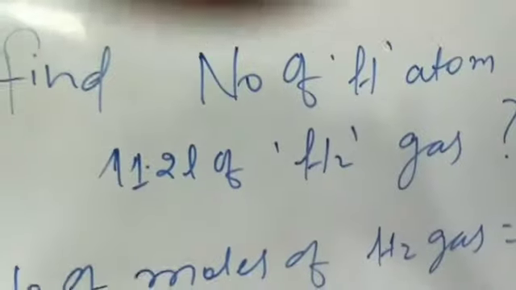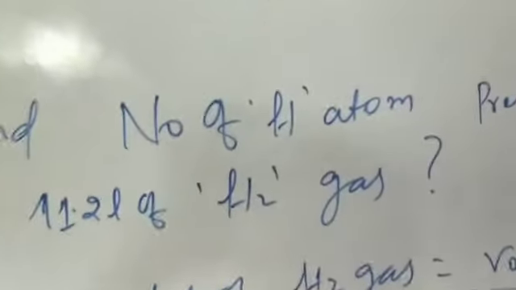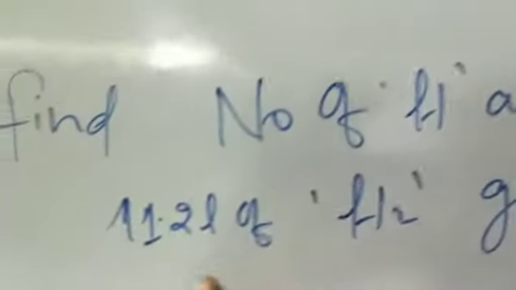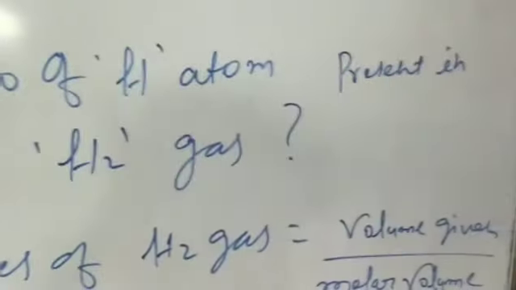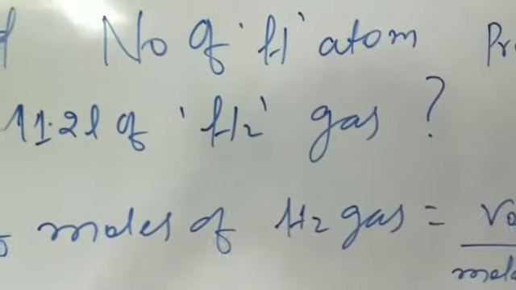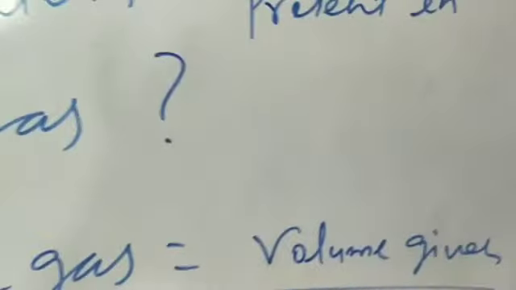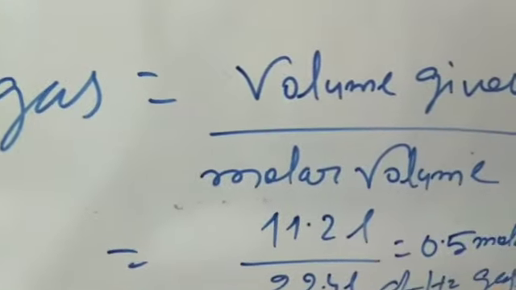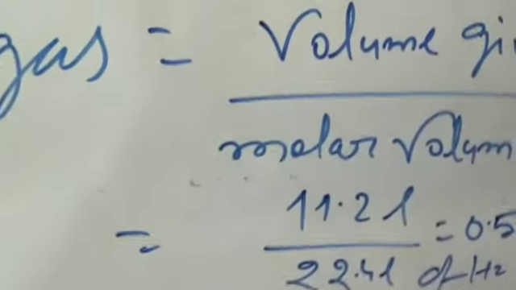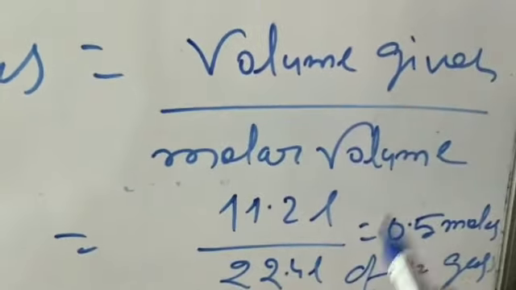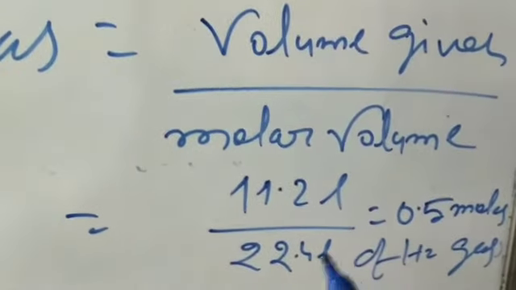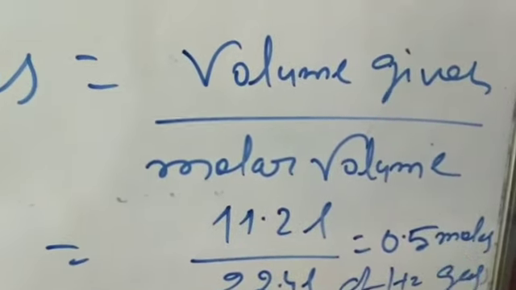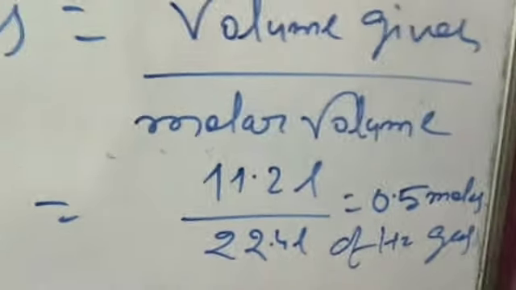Now first you focus on this question. Find number of hydrogen atom present in 11.2 liter of hydrogen gas. Actually number of moles of hydrogen gas is equal to volume given divided by molar volume. Volume given is 11.2 liter, divided by molar volume, 22.4 liter. Then we will get 0.5 mole of hydrogen gas, that is H2 gas.